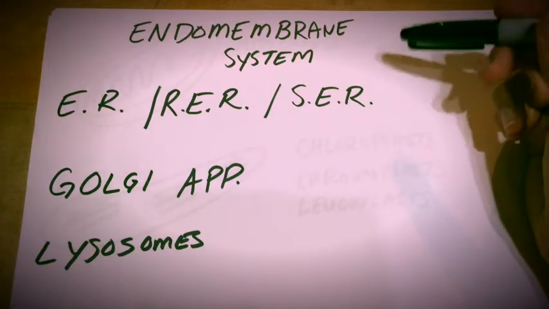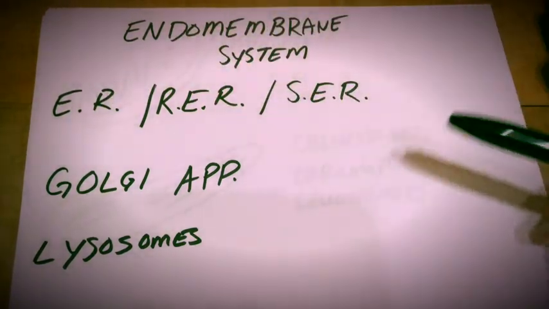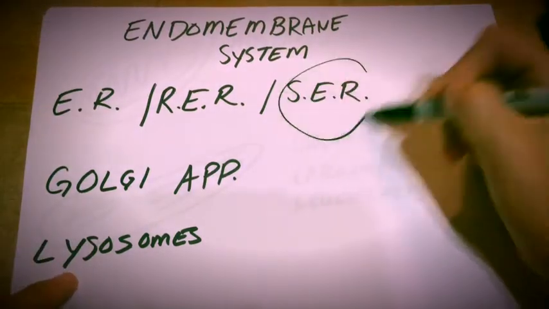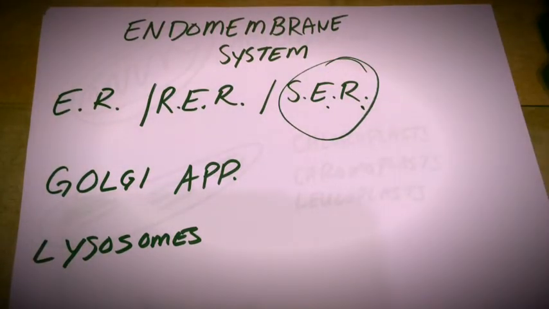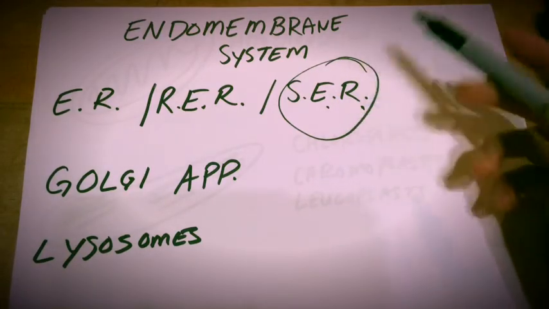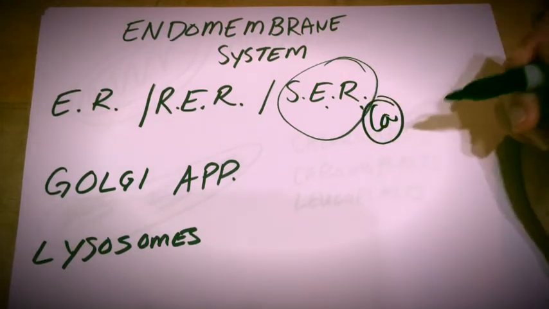All right, so let's talk about some of these membrane-bound organelles that appear in our eukaryotic cells. We have our endoplasmic reticulum, which we can abbreviate ER, RER, SER. Our SER, smooth endoplasmic reticulum, is going to do things like synthesize lipids, metabolize carbohydrates, sometimes detoxification, and store calcium ions. So that's very important as well.